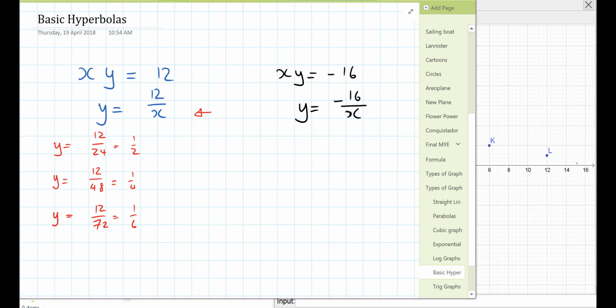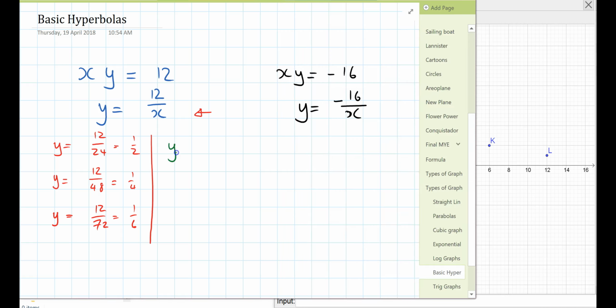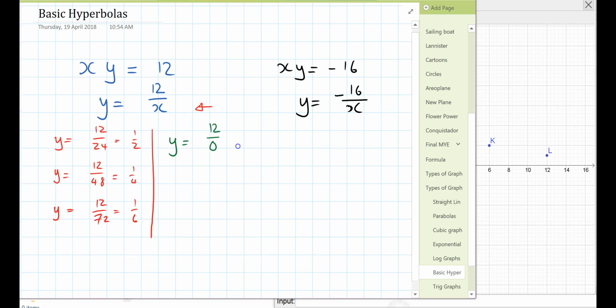The same is also going to hold true when we think about what's happening with the y-axis. As we approach the y-axis, x is going to start becoming closer and closer to 0. Now, if we think about what happens when x is equal to 0, we would have y is equal to 12 over 0. Now, 12 over 0 is one of those impossible things. It's undefined mathematically. You can't divide a number by 0. So the graph doesn't exist.